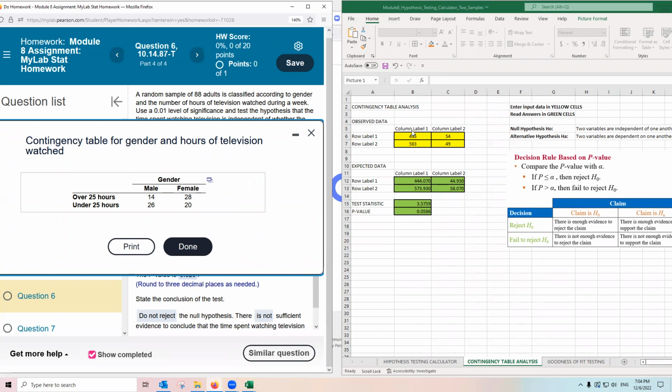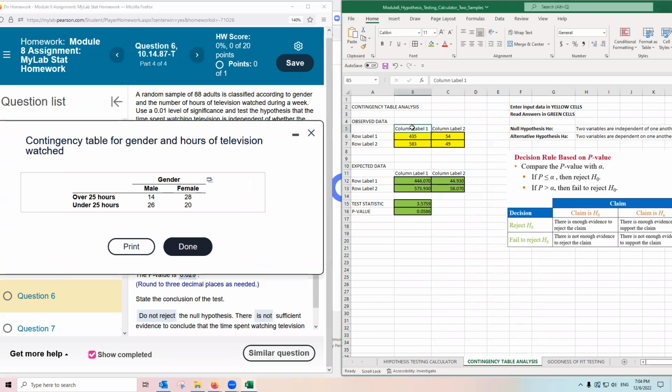So let me copy. I could type in the column here. Let me do that. I'm going to call this males, call this females. And then the rows was watching TV over 25 hours and under 25 hours. All right. And now I'm just going to copy the numbers into these yellow cells. 14, 26, 28, and 20.